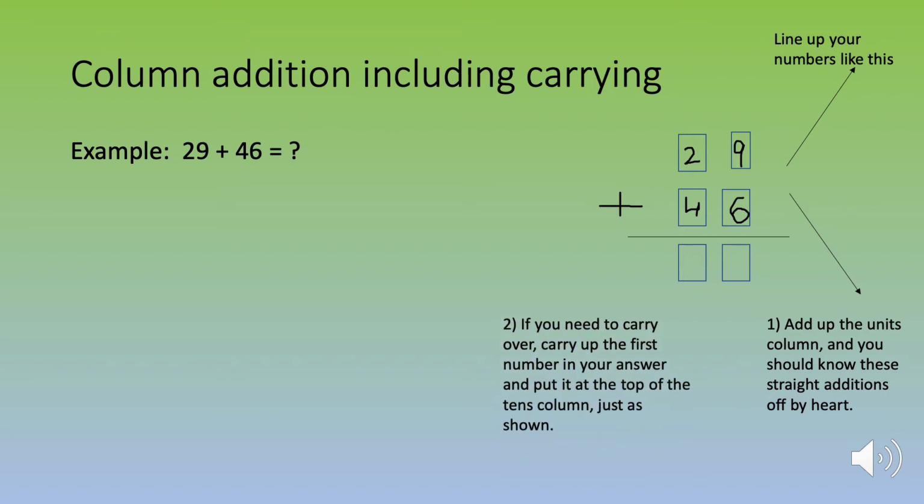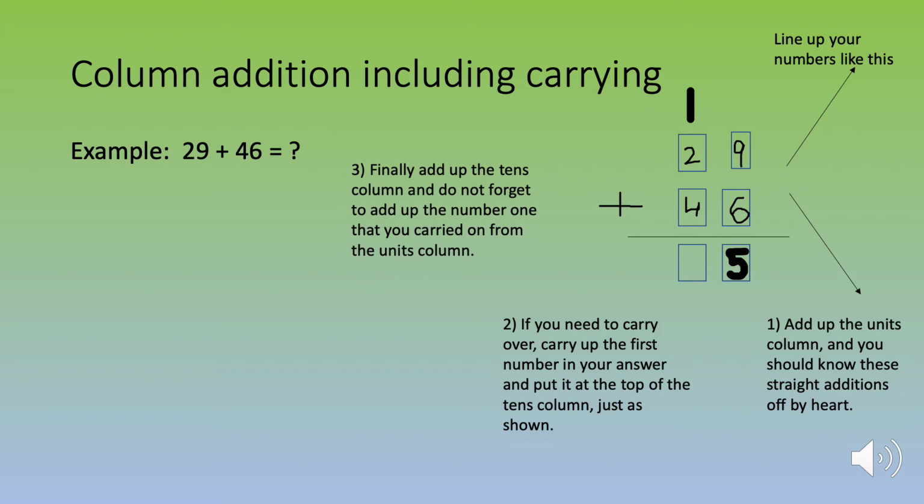If you need to carry over, you have to carry the first number in your answer and put it at the top of the tens column just as shown. The last number is the number 5 and the first number is the number 1, so you carry it over. Finally, you have to add the tens column and do not forget to add the number 1 that you carried from the units column, and this will give you an answer of 75.